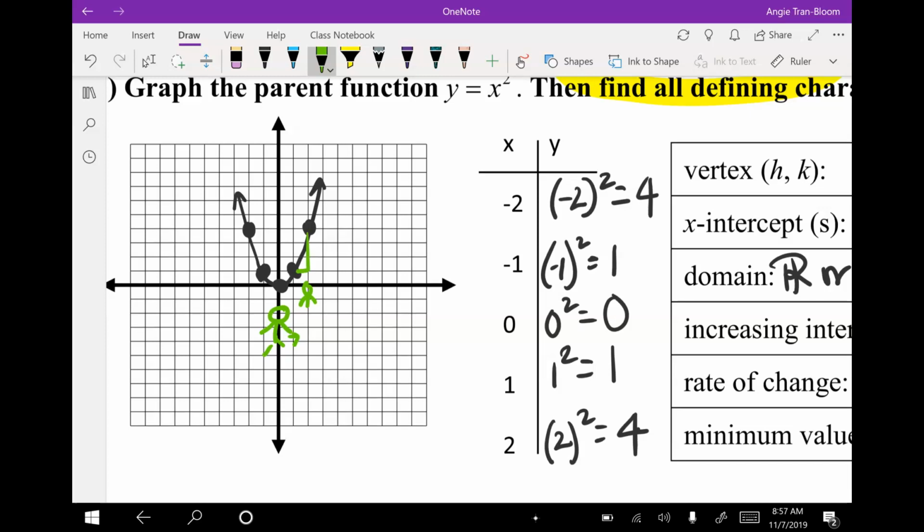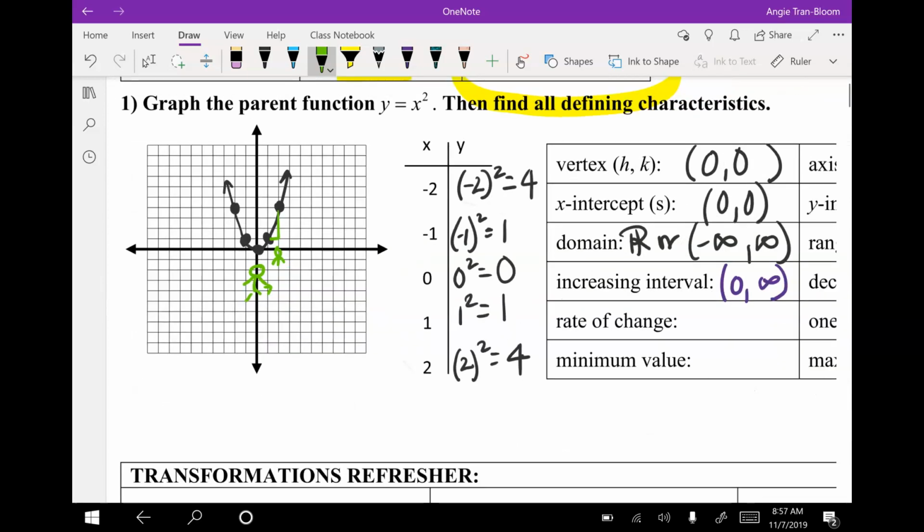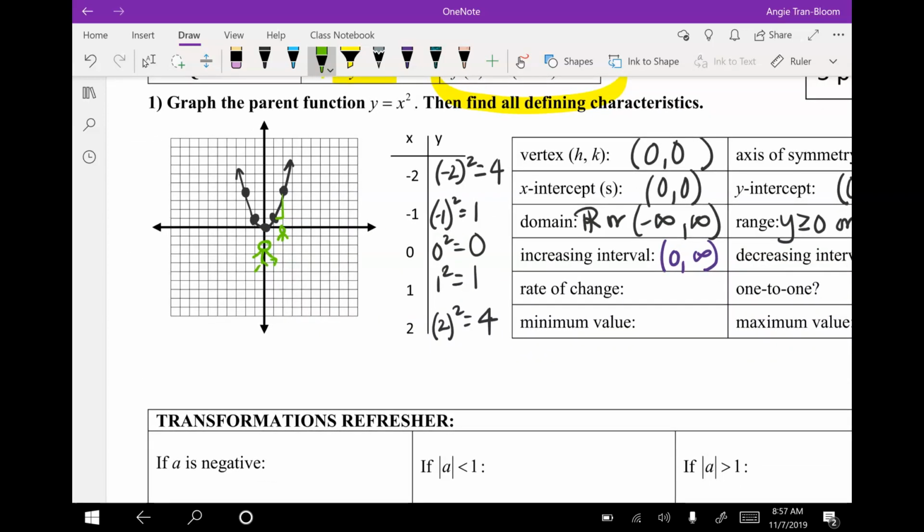Is that constant? No. Is that the same? No. So because the slope is not the same from one x value to the next, right now in this class, we call it varies. In the future, if you decide to take higher math classes, you will learn to find out what they are. But right now, we're going to say it varies from one to the next.